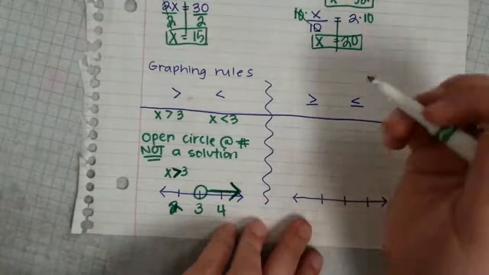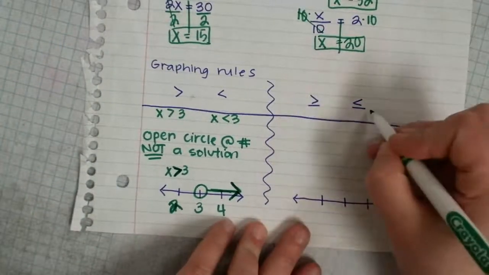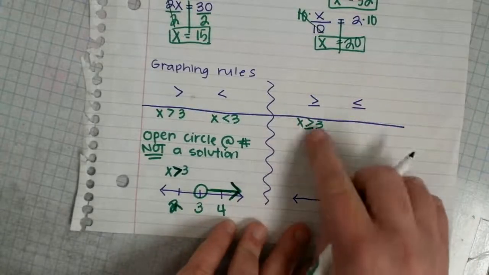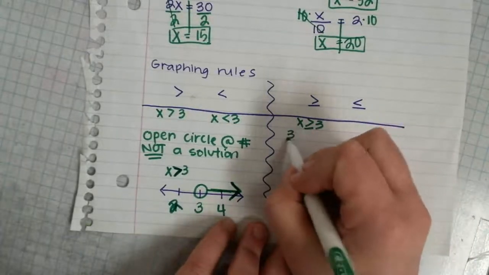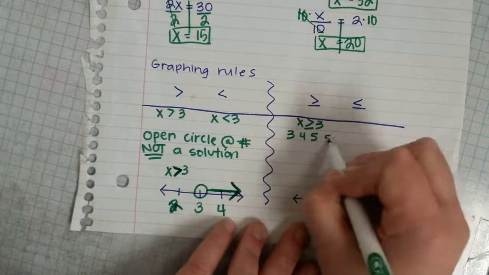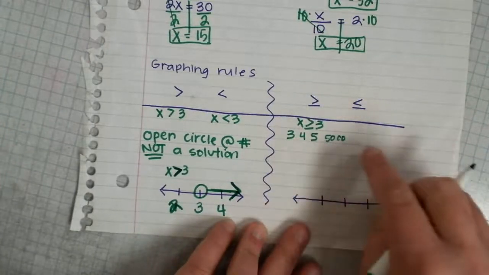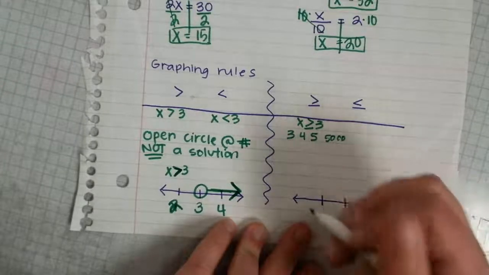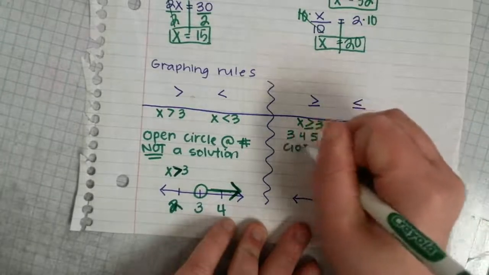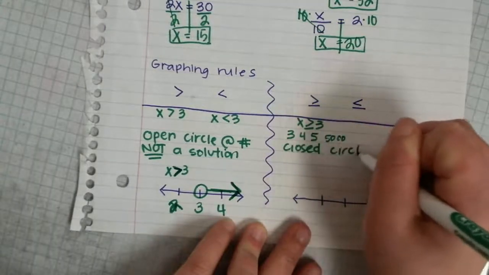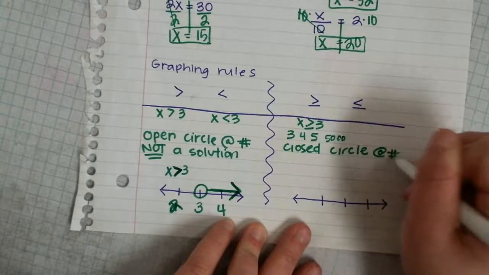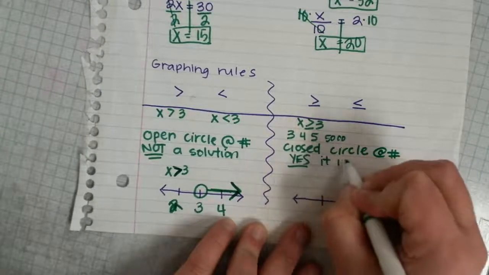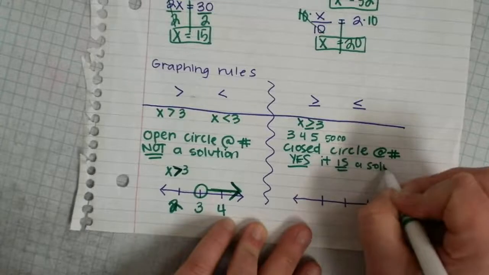With these, this is greater than or equal to, or less than or equal to. So x is greater than or equal to 3. Well, this means my solutions could be 3, 4, 5, 5,000. Anything that's 3 or bigger, which means that 3 is included as a solution. So closed circle at the number because yes, it is a solution.